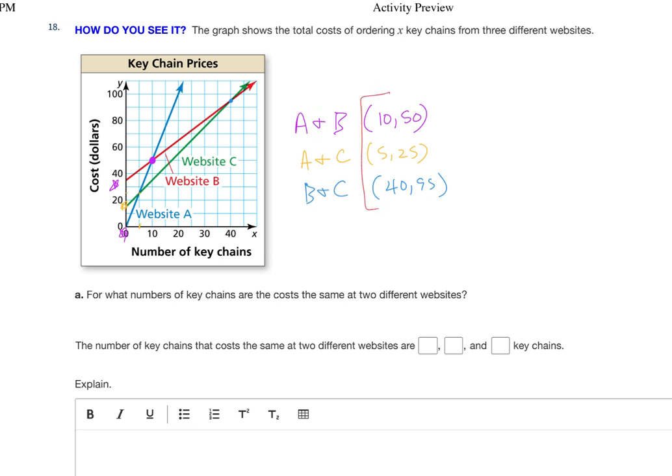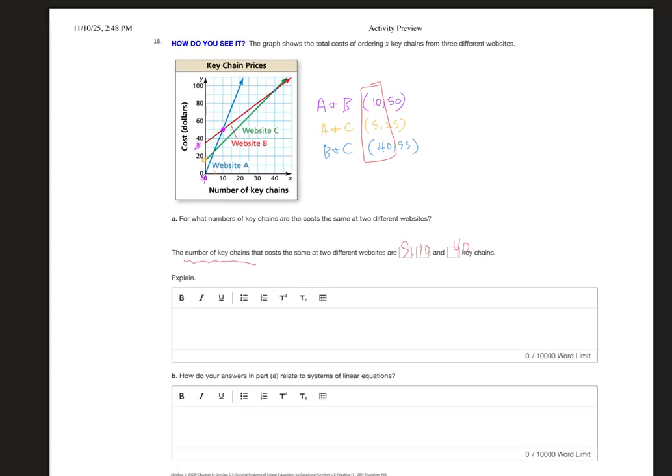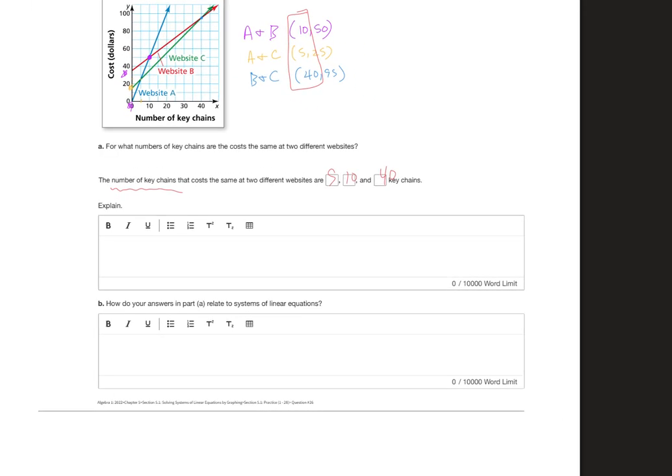And why is it the X values? Well, because that's the number of keychains. And this is the number of keychains. So 5, 10, 40, okay? And then it just says explain. Well, explain because that's where they cross, right? And then, how do you know answers in part A relate to systems of linear equations? It's where those lines cross. I guess that's how you could say it relates to systems of linear equations.